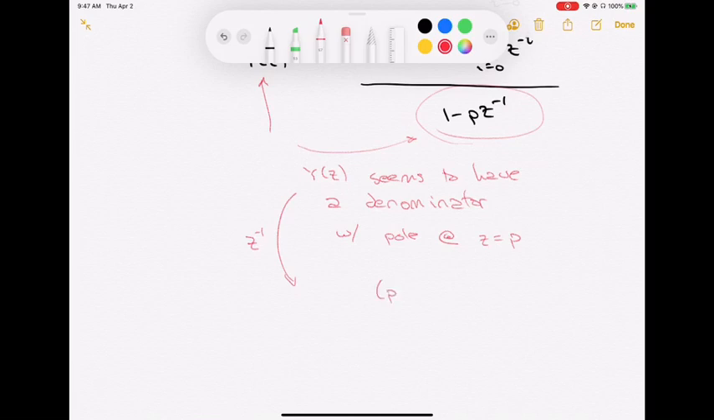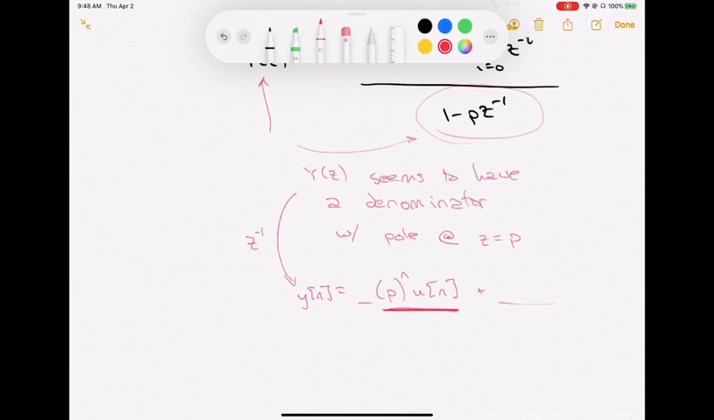I expect something like a p to the n u of n type term to come out as part of my y of n being equal to, there might be some other stuff, who knows. But if there's a pole, we expect that pole to come out and show up as that pole raised to the n u of n. I'm going to suggest that this is completely unacceptable for our loan balance.